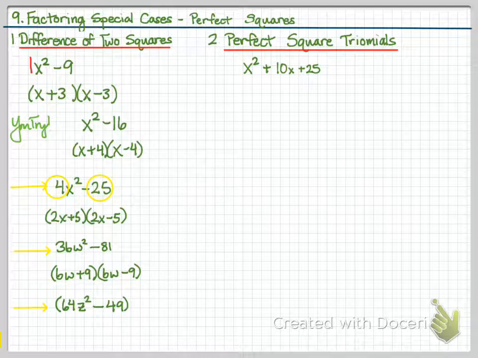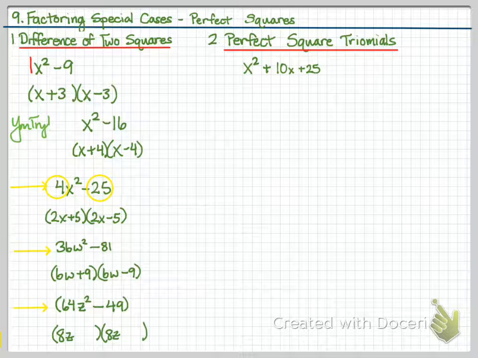64 and 49 are perfect squares, so we get to do the difference of two squares. 64 will break up into 8 and 8, and 49, or negative 49, will become positive 7 and negative 7. Alright, hopefully you'll recognize perfect squares and the difference of two squares from the beginning. Now let's try perfect square trinomials.